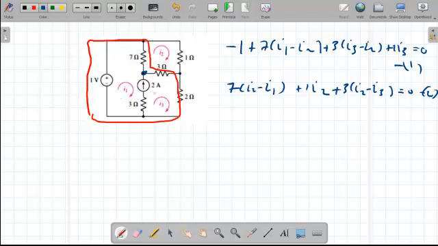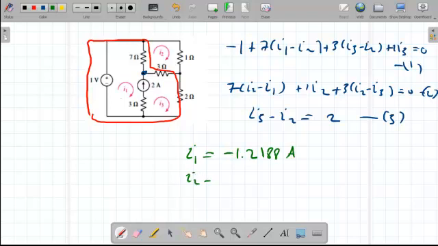I need a third equation. You can see the current source 2 amp is in the direction of I3, so we can say that I3 minus I2 equals 2. So this is my third equation. After we solve these three equations, you will find that I1 equals minus 1.2188 amp, I2 equals minus 0.5625 amp, and I3 equals 0.7813 amp.